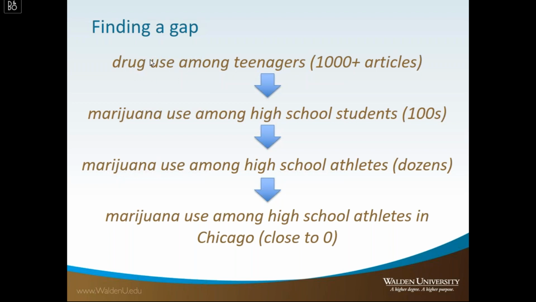So I was able to narrow down drug use to marijuana use, and then I was able to narrow down teenagers to high school students, then to an even narrower population, high school student athletes, and then the most narrow population, which was high school student athletes in Chicago. This was really just me brainstorming. There's no right answer, let me put it that way. I trust all of your judgments to start with your area of interest and do your own kind of investigative work to find out what a good, viable, narrower topic would be.